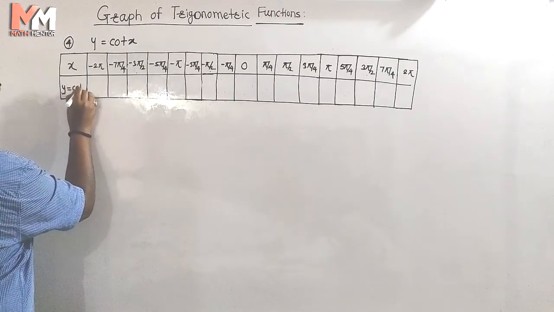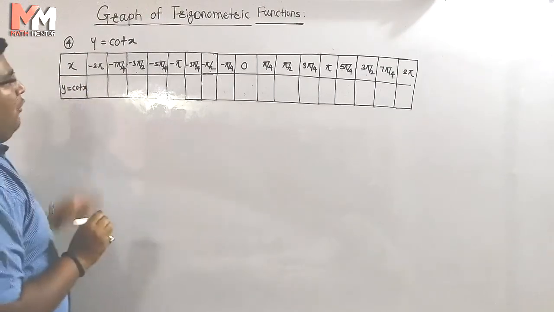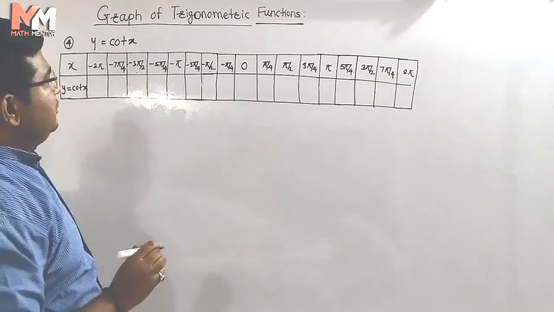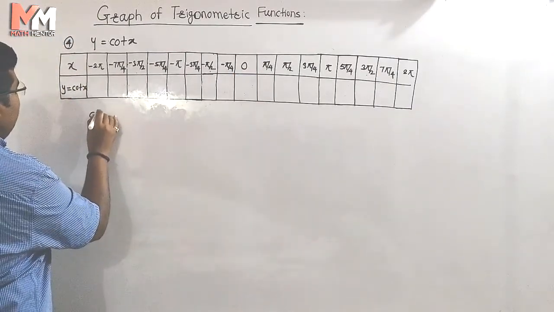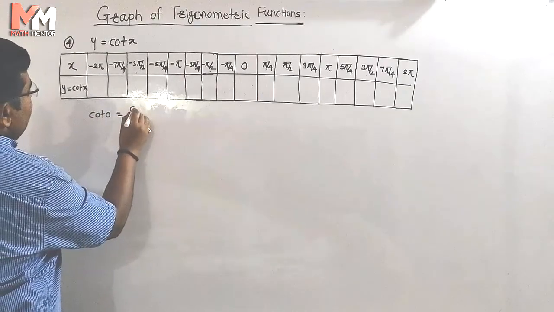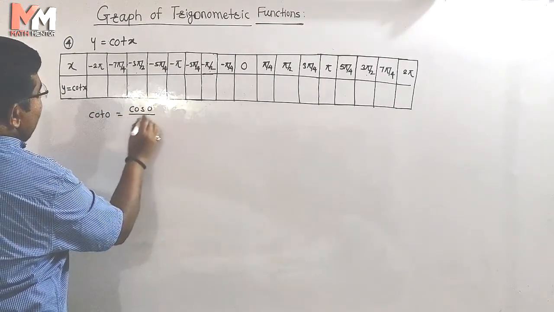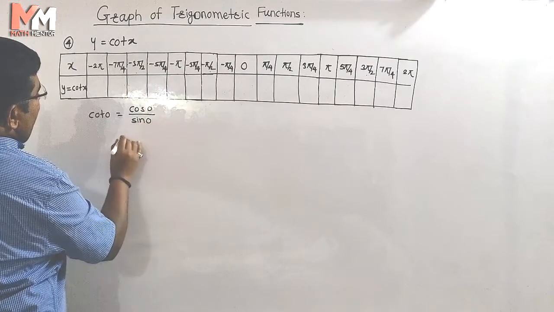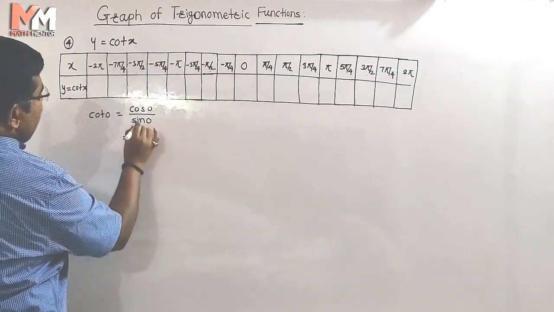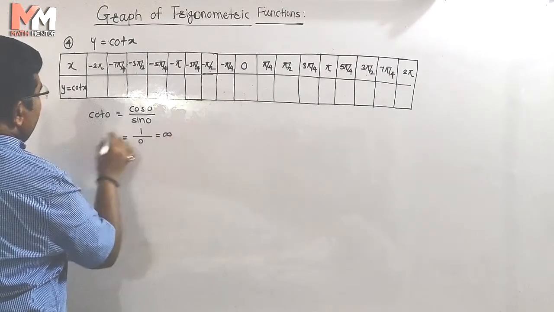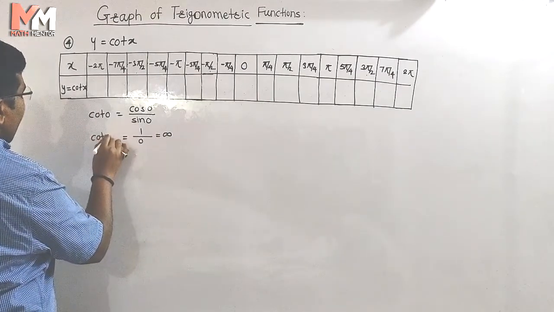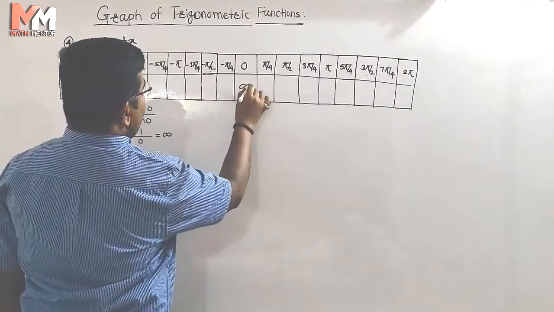So what is most important? To find the values of y. Just as tan 0 is 0, what is cot 0? Cot 0 is cos 0 divided by sin 0. The value of cos 0 is 1, the value of sin 0 is 0, 1 by 0, that is infinity. So cot 0 is not defined, which means infinity.